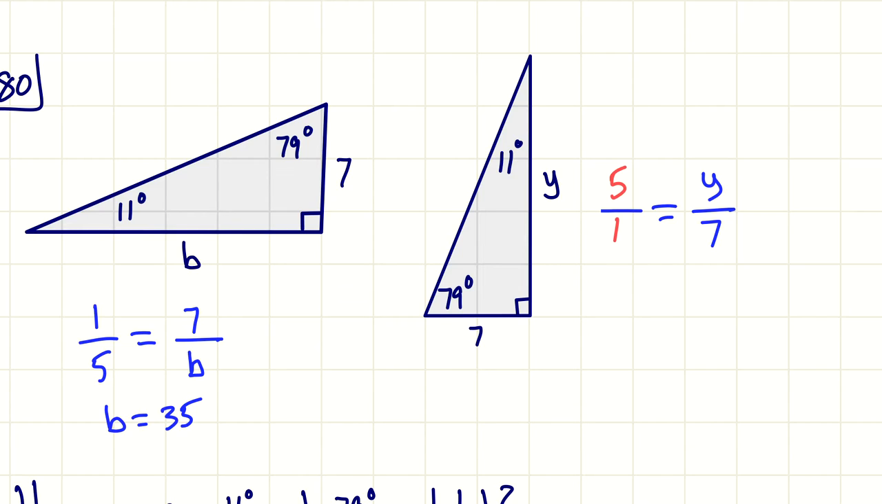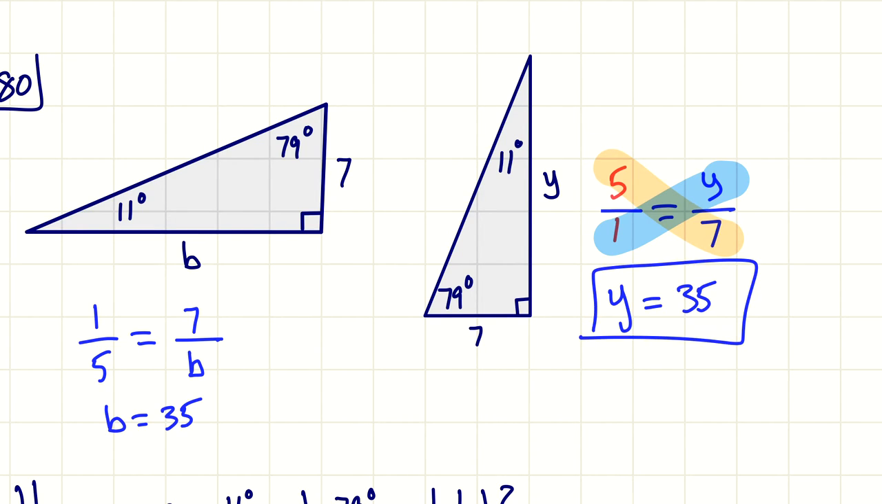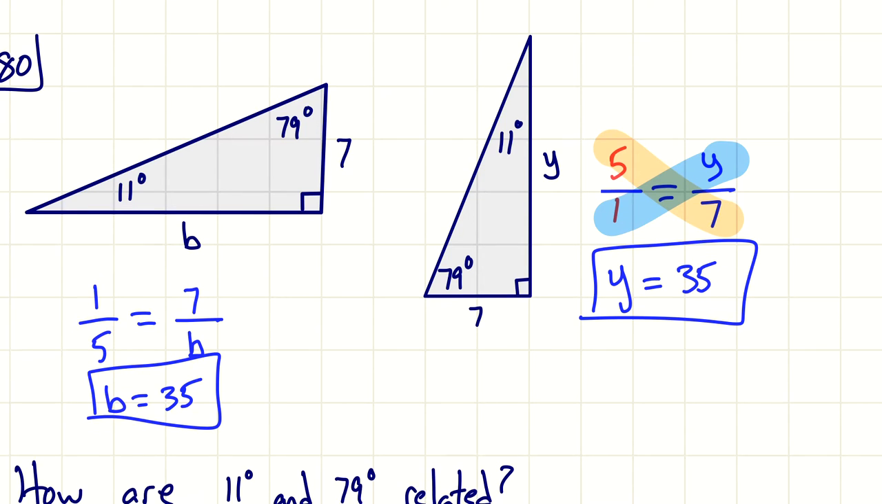So then that would mean that 79 degrees has a ratio of 5 over 1. Let's see if we get the same answer. If we cross multiply on these, what does it give us? This is going to be 1 times y is y, and 5 times 7 is 35. So we still found the missing side to be 35 on both of them. The only thing we did was flip this fraction. So that means we're learning more angles and ratios.